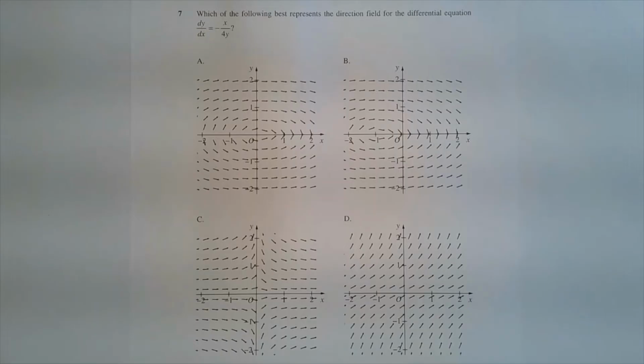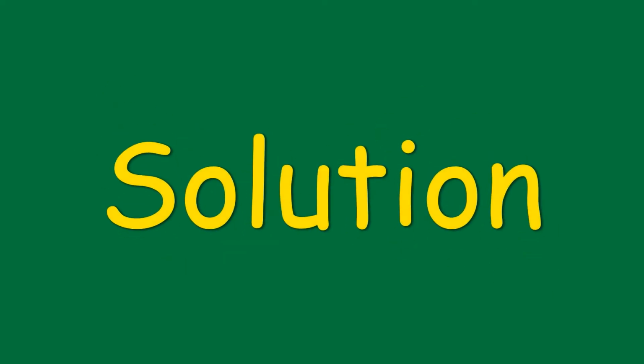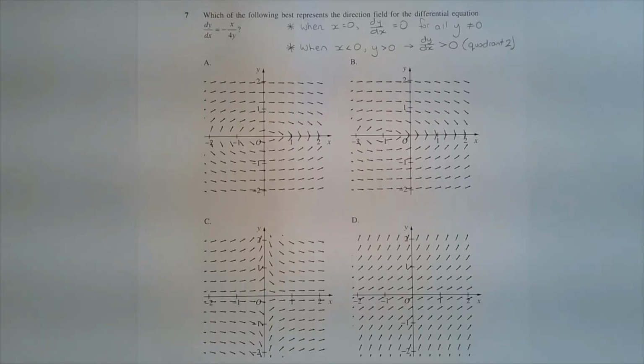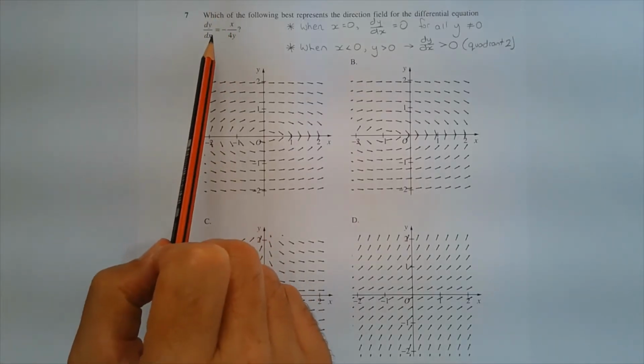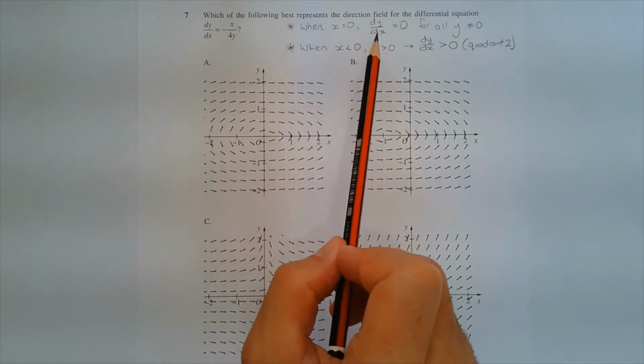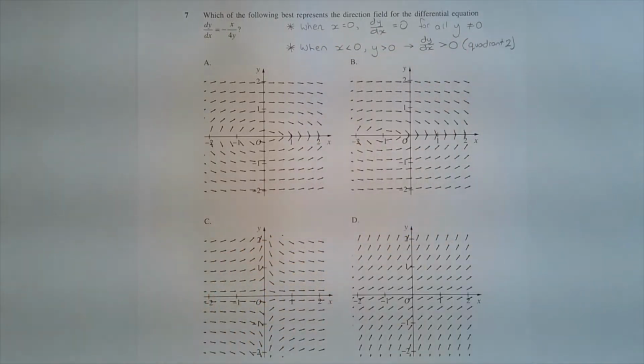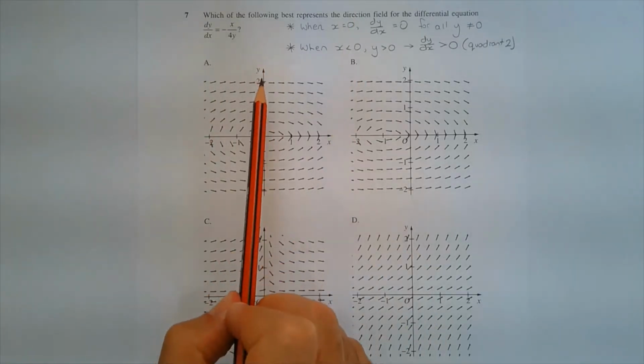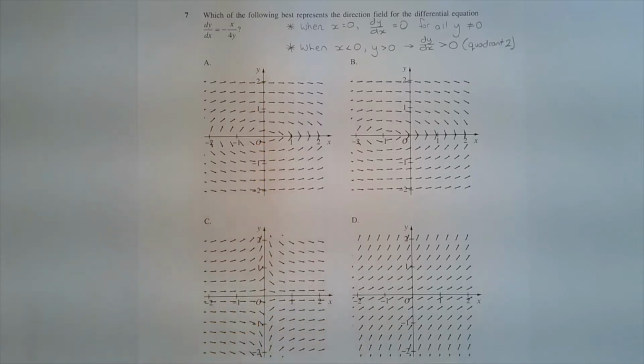Question 7. Which of the following best represents the direction field for the differential equation dy/dx equals negative x over 4y? x is the numerator of the differential equation. So when x equals 0, dy/dx equals 0 for all y not equal to 0, since y is the denominator and we cannot have a division by 0. So what this is saying is that along the y-axis, the gradient of the arrows should be 0, or horizontal in direction. So option C and option D are both incorrect.